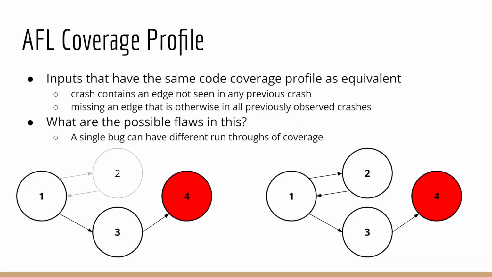So the AFL coverage profile, as you can see here, basically checks what sort of paths they took to the bug. So here, if there's some example 134, this would be one crash, and then this would be another crash, 12134. The problem with this is that they both crashed at 4, but they took different paths to 4, and the AFL coverage profile wouldn't tell you that these are the same bug. It would say they were different because they took different paths.